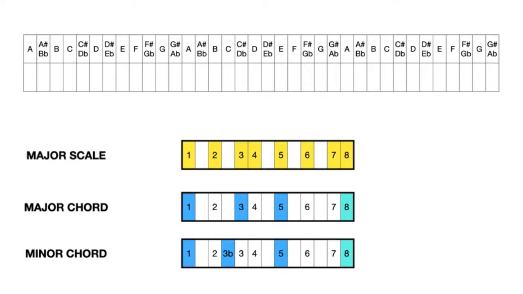So, for example, here's an E minor chord. Starting on E, we get E, G, and B. Or for a D minor chord, we get the notes D, F, and A, just by using our minor formula. A B flat minor would be B flat, D flat, and F.